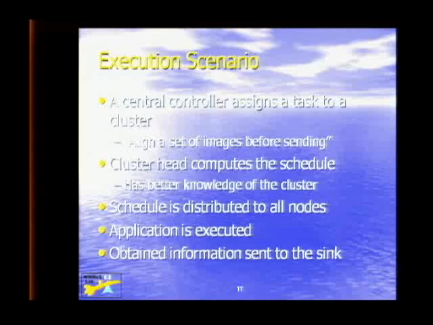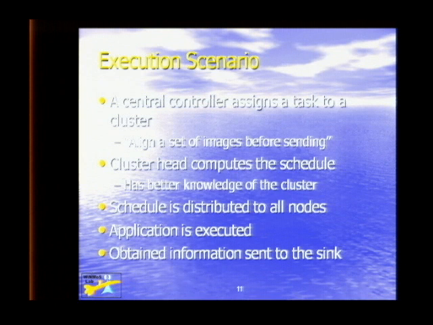As an example, if you have two cameras looking at an overlapping view field, then you would like to see where they overlap and how a combined image can be formed using that data. So this is a very simple description of that. Then, once this task is assigned to a cluster, the cluster head computes the schedule for execution of that particular algorithm, which happens to be, in this case, image alignment.